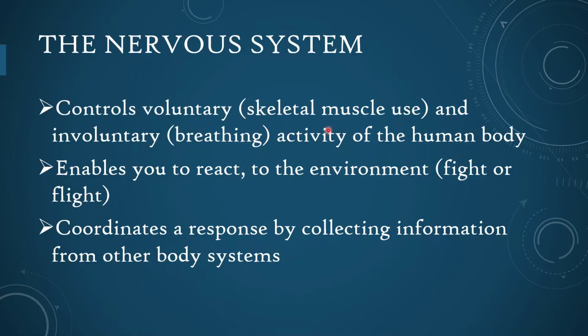All right, so it helps control the skeletal muscles. It does voluntary, involuntary. It helps ensure that fight or flight. All right, it coordinates a response by collecting information from body systems. Right, so remember, we talked about chemoreceptors in EMT school, right? Those chemoreceptors are letting the body know, hey, we're getting too acidotic, so let's breathe faster.